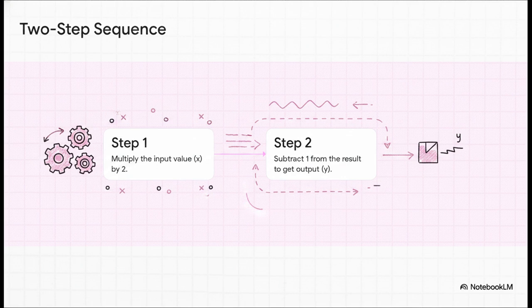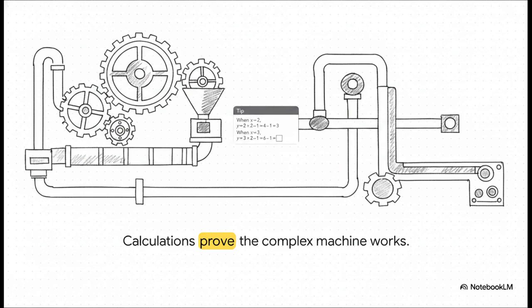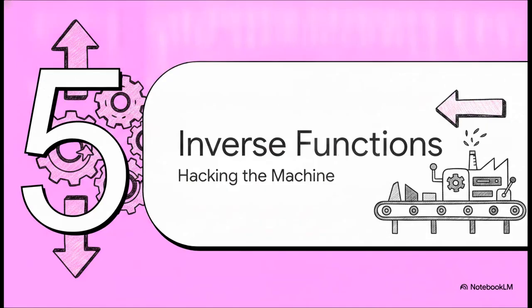So let's actually test it. By carefully walking through the formula step by step, we see that an input of 2 perfectly yields an output of 3. 2 times 2 is 4, minus 1 is 3. This proves our complex machine is functioning exactly as it was designed to. The algebra just beautifully mirrors the mechanical steps of our factory. Finally, Section 5. Mastering inverse functions, hacking the machine.